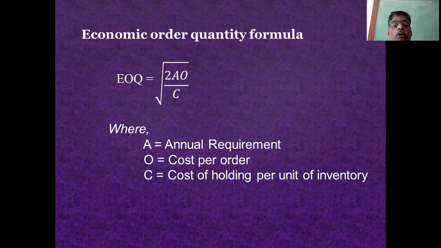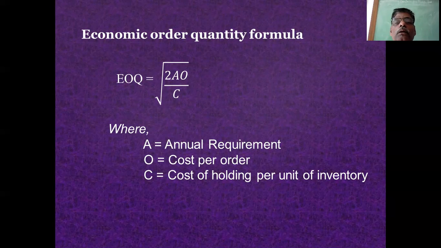Square root of 2AO divided by C. This may be calculated with the help of the table method, and it may be calculated with the help of a graph. There are three ways of calculating the economic order quantity. First is the equation method, second is the table method, and third is the graphical method. But I will explain only one method, which is related to your syllabus.